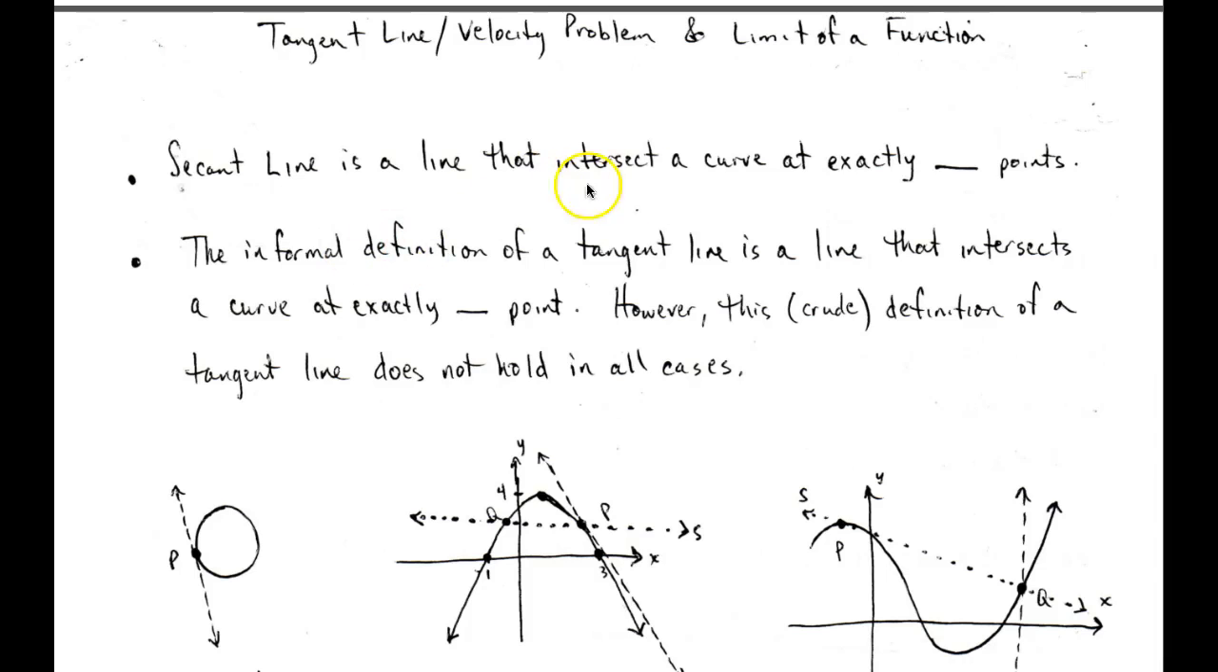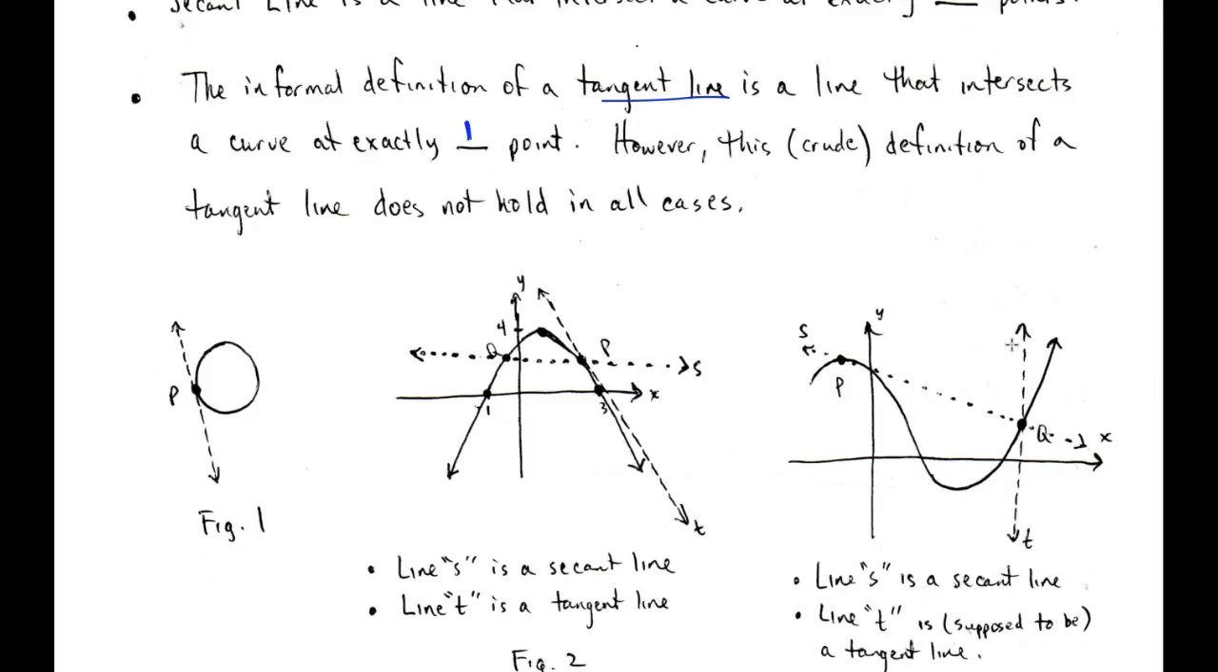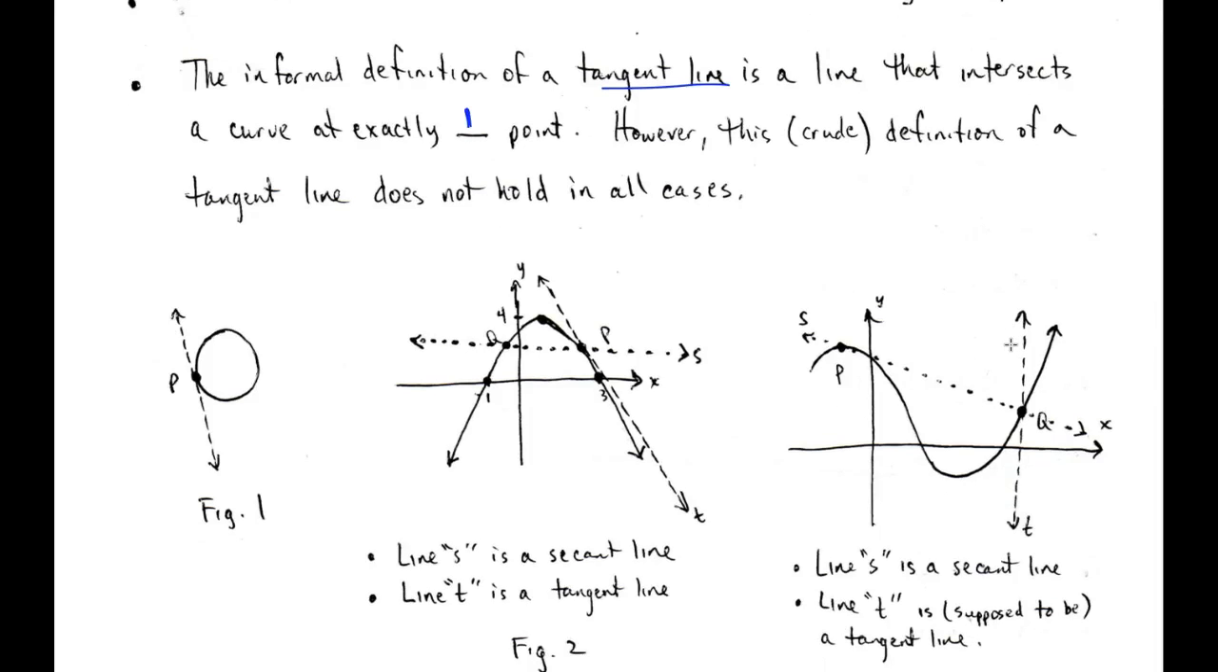So we know that a secant line is a line that intersects a curve at exactly 2 points. And we know that the informal definition of a tangent line is a line that intersects a curve at exactly 1 point. I say that this is a crude way of saying this because if we look at the figures below, we'll see that that definition doesn't always hold in regards to what we're actually implying.